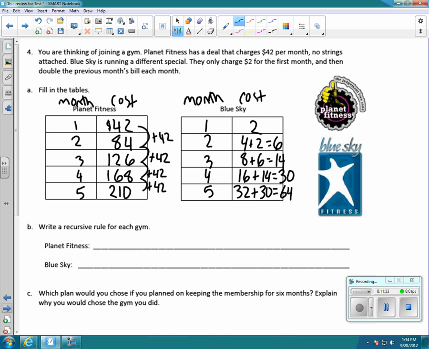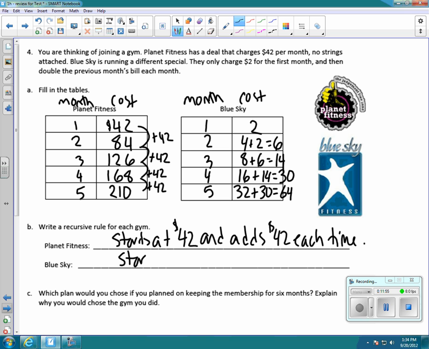Planet Fitness, it starts at $42 and adds $42 each time. And Blue Sky, it starts at $2 and multiplies by 2 each time.